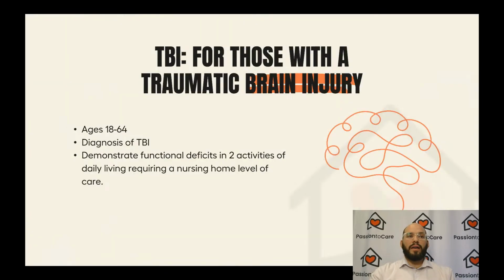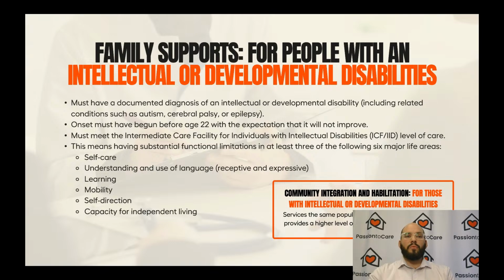The TBI, as you can imagine, waiver is for those who have a traumatic brain injury, are ages 18 to 64, and demonstrate functional deficits in 2 activities of daily living that require a nursing home level of care. Now, we have 2 waivers in Indiana for people with intellectual or developmental disabilities. These are the family supports waiver and the community integration and habilitation waiver.